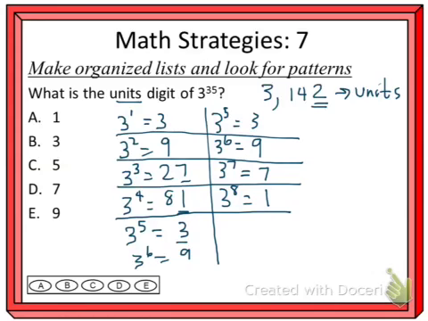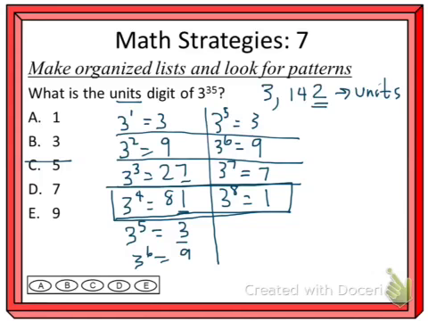So if I look at my answer choices, the one that definitely doesn't make any sense is a 5. You're never going to get a 5 from just taking a power of 3. So it's left with a 1, 3, 7, or 9. So another pattern is the fact that these things repeat every 4, and on the 4th one, it's always a 1. So multiples of 4, the units digit is a 1.